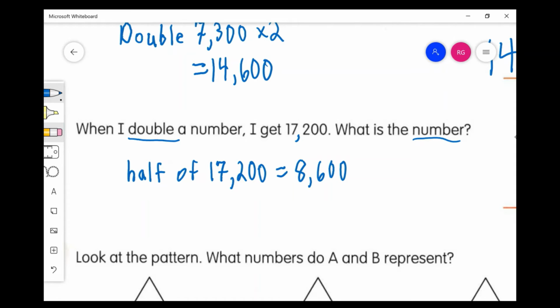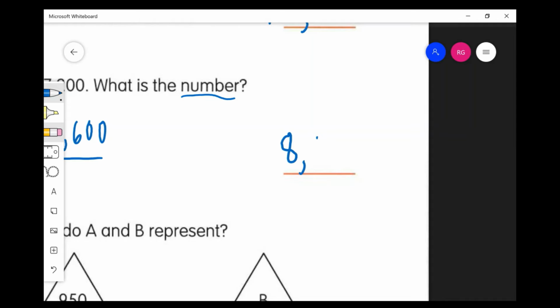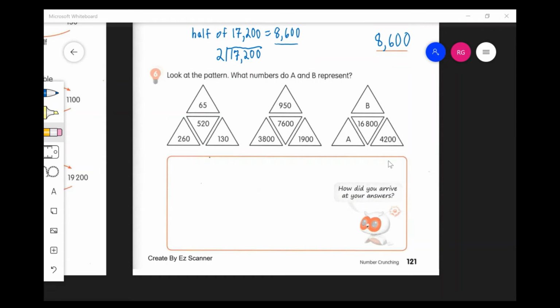And you could work that out. You could think 17,200 divided by 2, and you would get 8,600. All right, so our answer is 8,600.